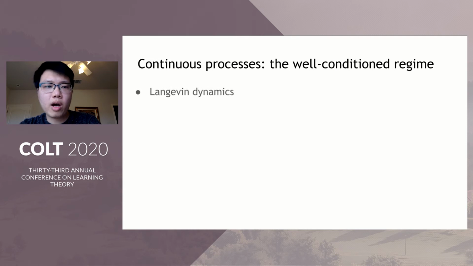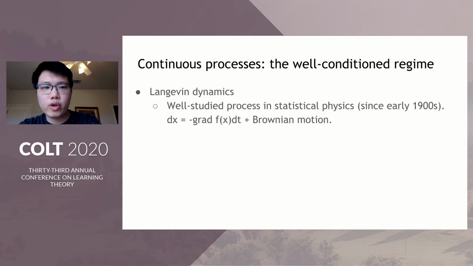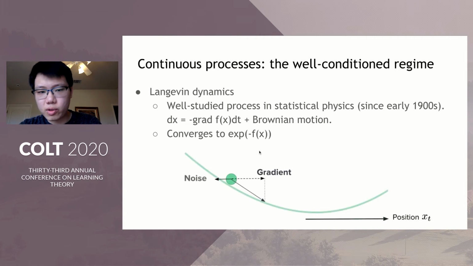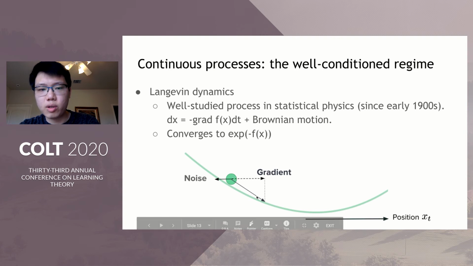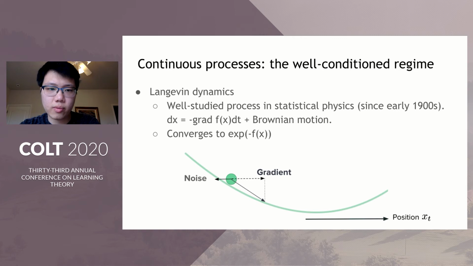So one commonly studied SDE is the Langevin dynamics, where you take your current point and you perturb it a little bit by the current gradient, and you add a little bit of Brownian motion. And I should point out that this is a continuous time process. It's easy to see that this converges to exp of minus f of x using well-known techniques. And here's a picture of this. In continuous time, you're at your current point. You displace it a little bit in the direction of the gradient, and then you disperse a little bit according to Brownian motion noise.